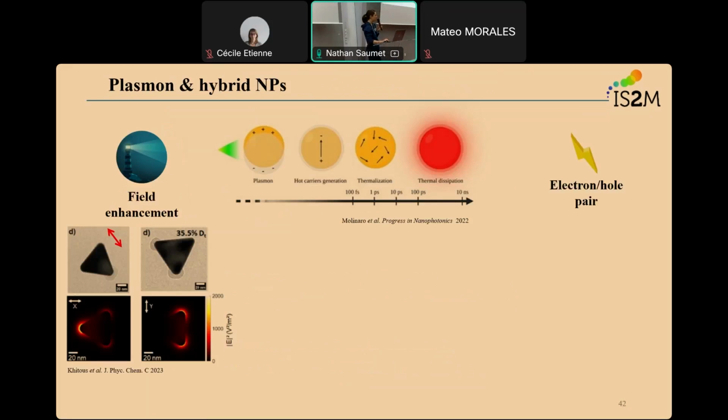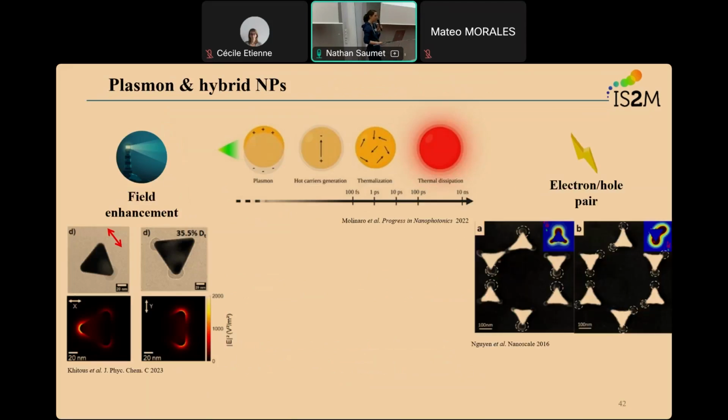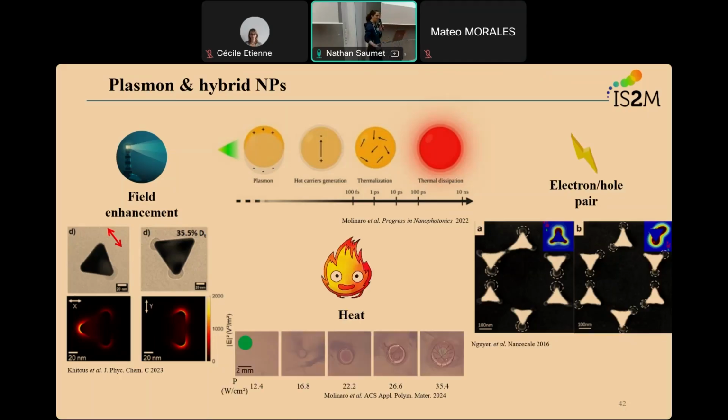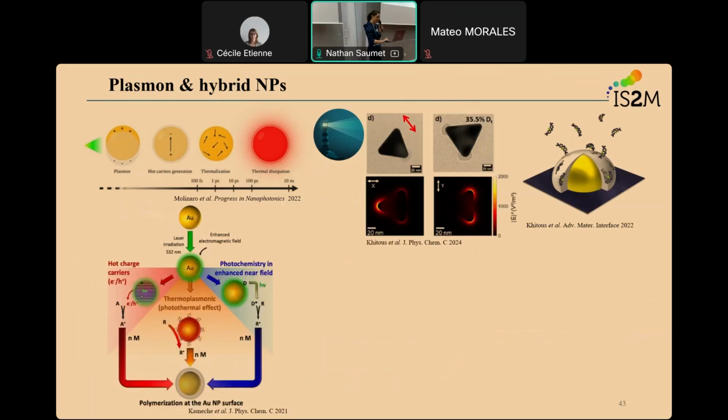We can graft polymers using electron hole pairs through another chemistry, which is called diazonium salt. So I will not talk about that, but I present to you the fact that it exists. And it is located where the field is the highest as well, but it's where the electron hole pairs are generated. And the heat can also be used to graft polymers on nanoparticles, and that is what I will explain here.